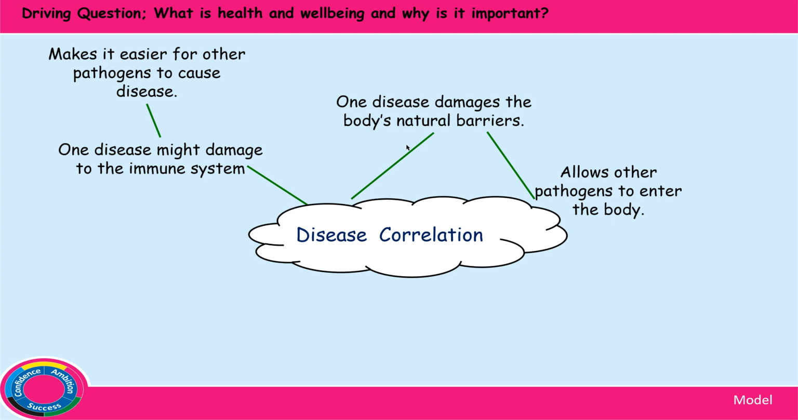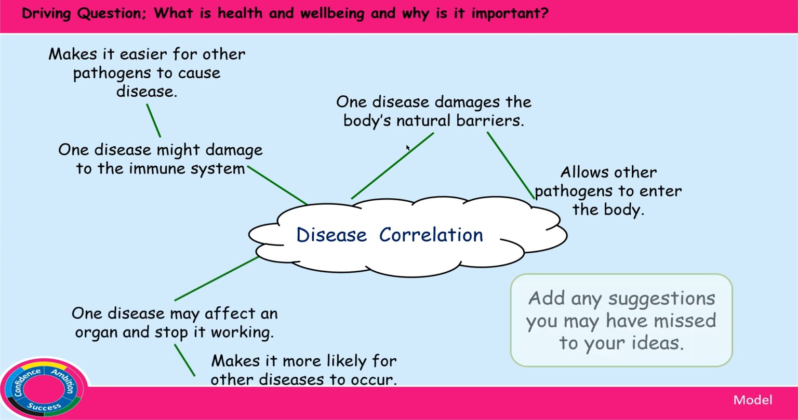One might damage or lower the immune system. One disease may damage barriers. We stop from getting disease through our natural body's barriers. Allow pathogens to enter the body more easily. So one disease may affect the organ and stop it working, makes it more likely of others. So if you are having problems breathing, this may, for example, affect your heart, put stress on the heart. So all these things are links. So disease correlation. I might have missed some.